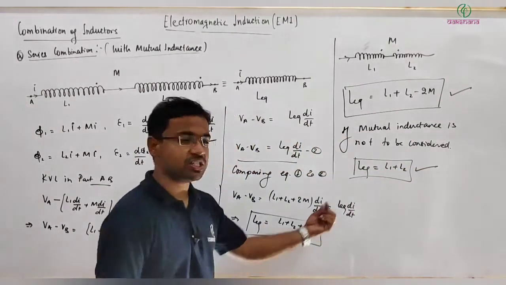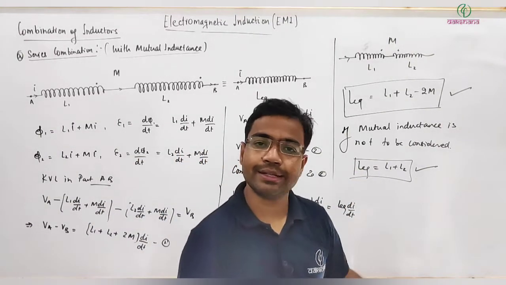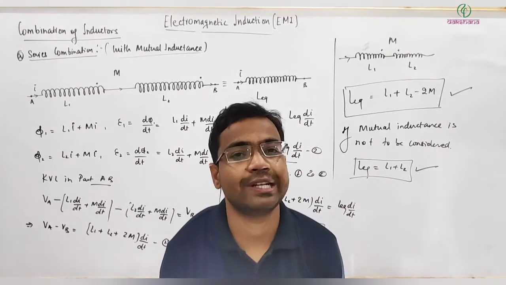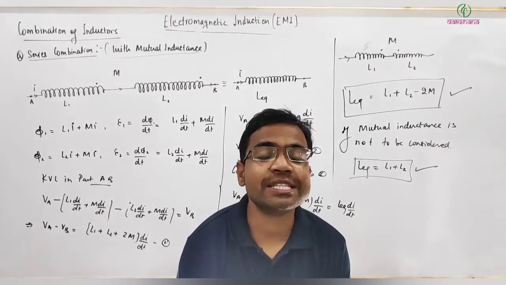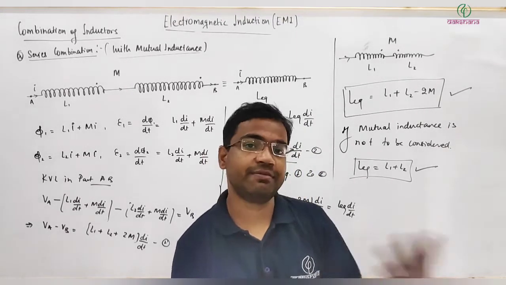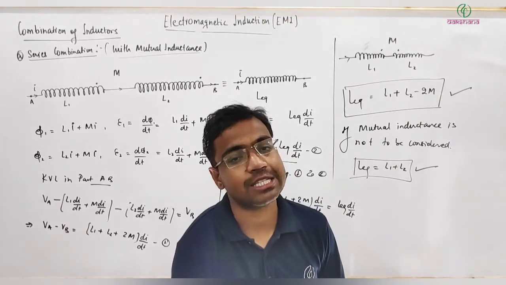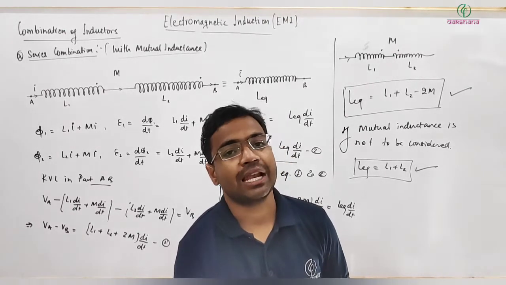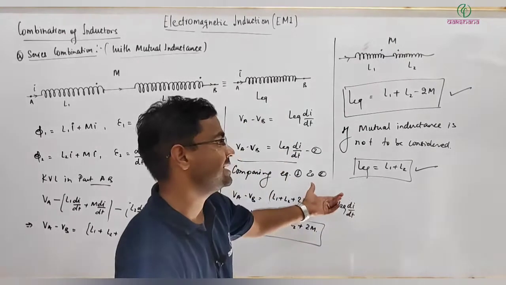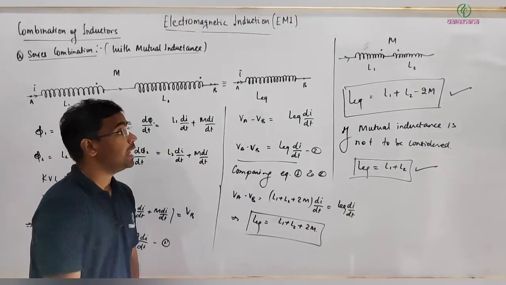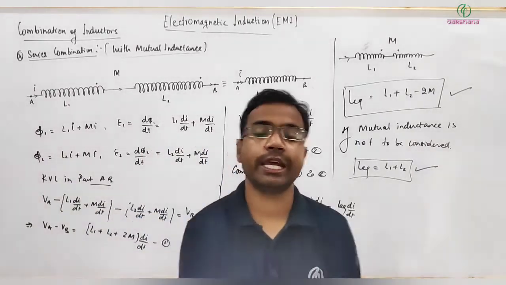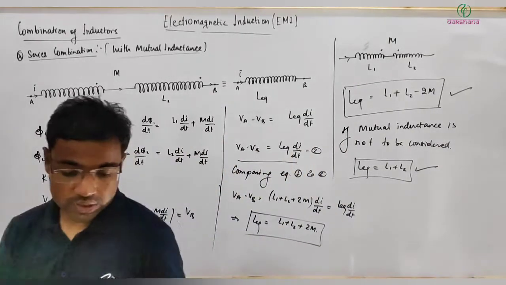So the equivalent is calculated in exactly the same manner as resistance. Capacitor is opposite, different from the way resistance is calculated for R equivalent. Here it's exactly the same as resistance. Let's see similarly what the L equivalent is in case of parallel combination.